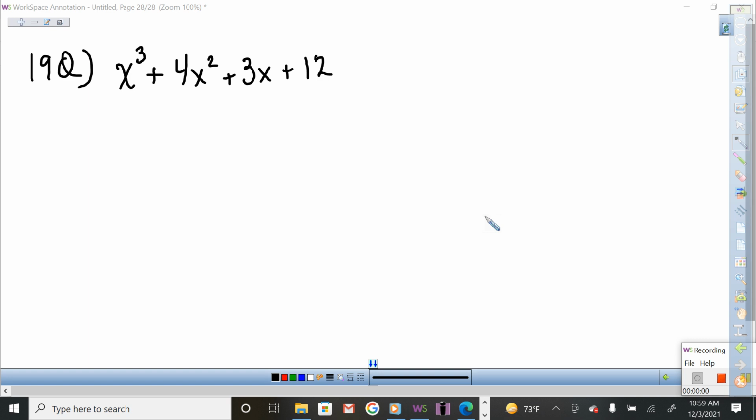Alright, so to get us started, 19q. Write that down: x cubed plus 4x squared plus 3x plus 12.